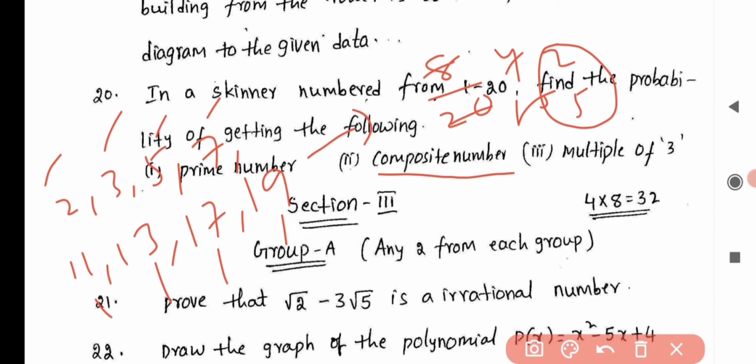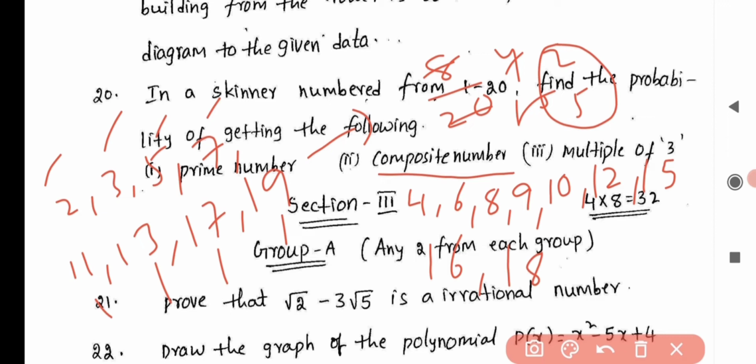Next, composite numbers. So composite number means what? More than 2 factors. So what are the composite numbers here? 4, 6, 8, 9, 10, 12, 15, 16, 18, okay, 20. So from 1 to 20 numbers, total 20. So how many composite numbers? 1, 2, 3, 4, 5, 6, 7, 8, 9, 10. So probability of a composite number is 10 by 20. 10 ones are 10, 10 twos are 20. So 1 by 2. Next, multiples of 3.